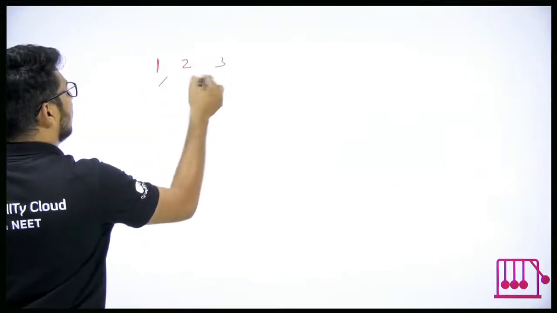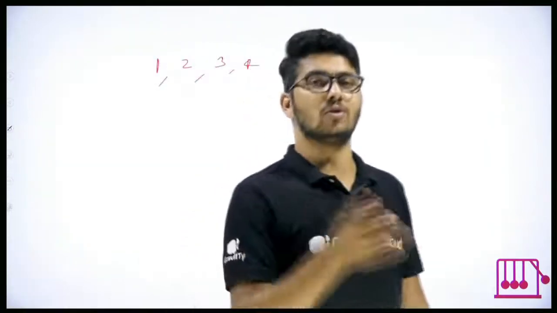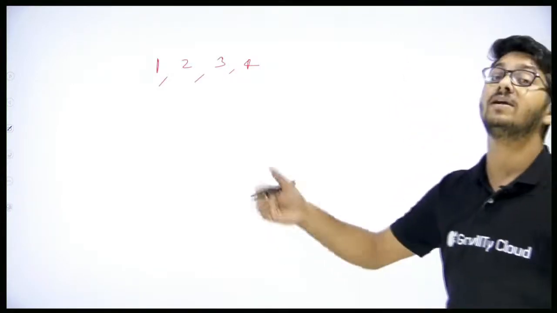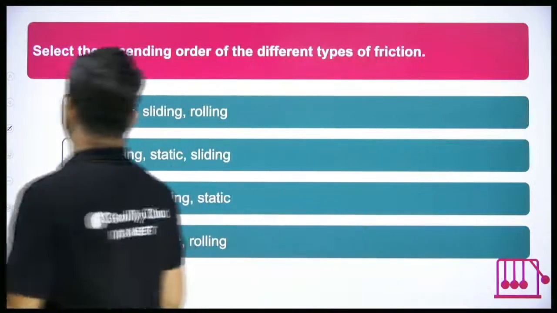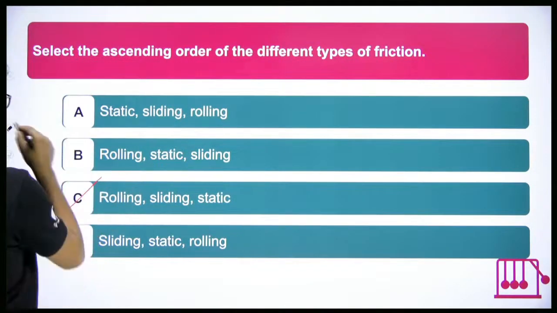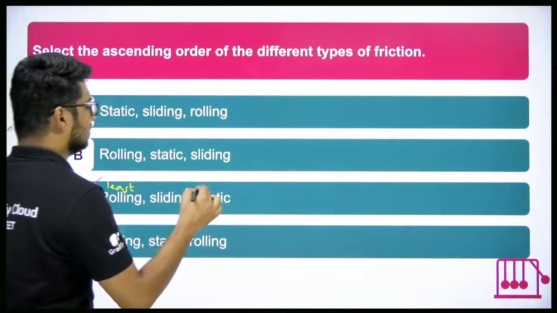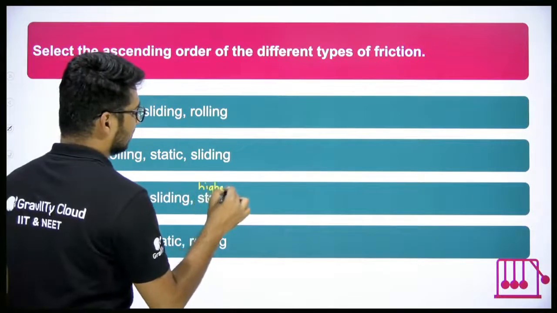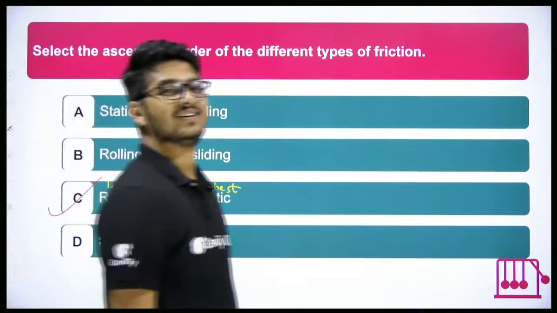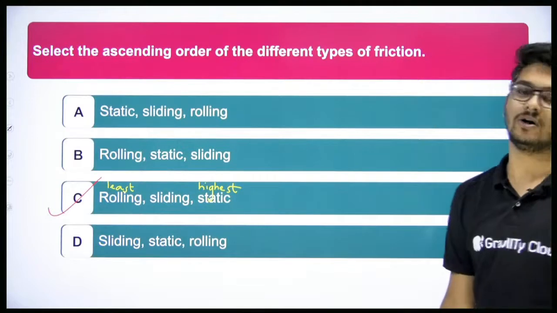It's like this. 1, 2, 3, 4 is what? An increasing order from lowest value to highest value. Ascending order, the value will increase. So here, obviously, rolling is the least. Rolling is the least friction and static is the highest or maximum friction. Minimum friction, rolling, maximum friction, static. Right in between you have sliding. So that is the order.